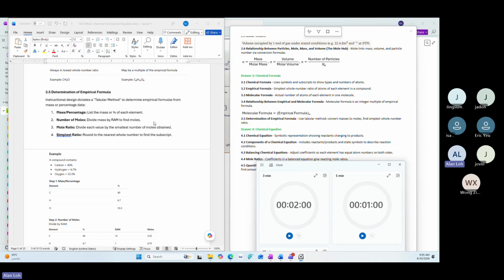If you do, that is definitely excellent. If you don't, that is normal, right? Just need to know there are a few formulas like chemical formula, empirical formula, and molecular formula that you need to understand, okay, for this drawer.